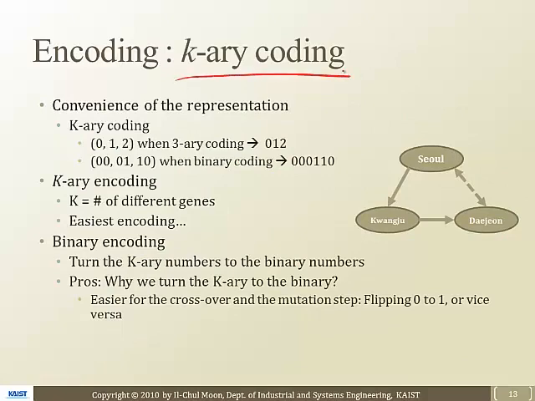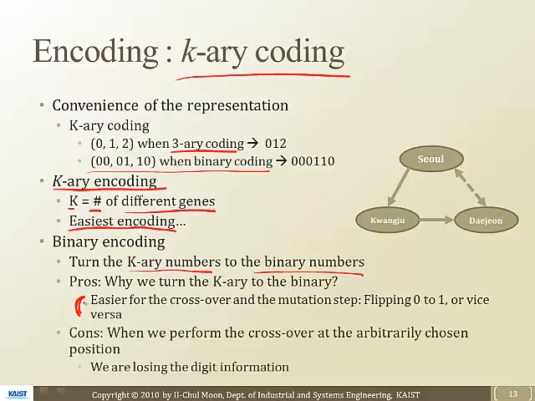So k-array coding looks like this. It's one of the convenient representations. K-array coding is 0, 1, 2, this 3-array coding. 0, 1, 1, 0 is the binary coding, right? So k-array encoding means that k is the number of different genes, one of the easiest encoding ways. Binary encoding turns the k-array numbers into binary numbers. Why we turn the k-array into binary is that it makes the crossover and mutation steps much easier in the future. We can just flip 0 to 1 and 1 to 0. So it is easier for the future steps. That's why we sometimes utilize binary values, not the k-array values.